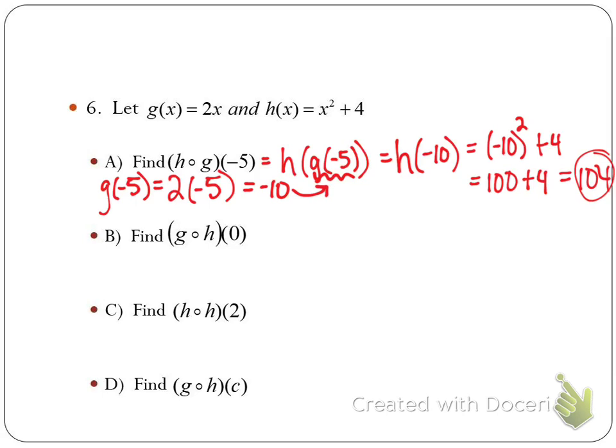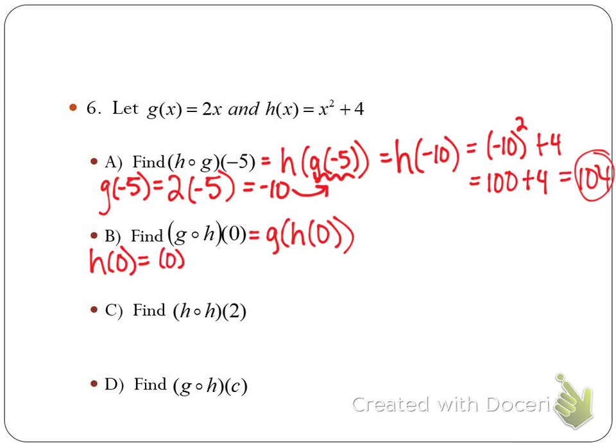Okay, on letter B. Now, what is our outside function? And our inside of what number? 0. Good. G of h of 0. So we start with which part? H of 0. So we're going to rewrite the h function and plug in a 0 for x.